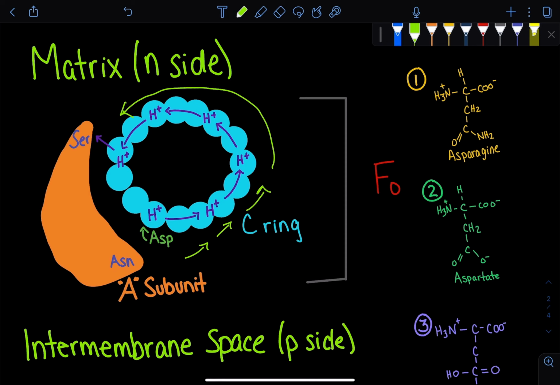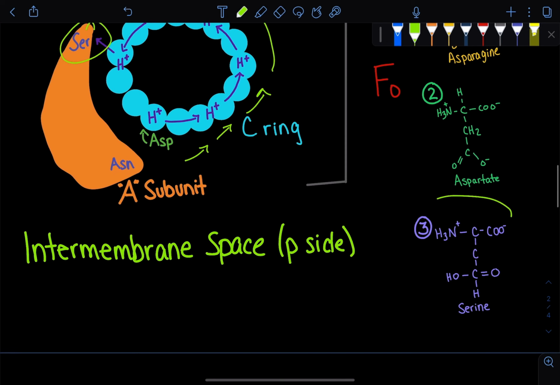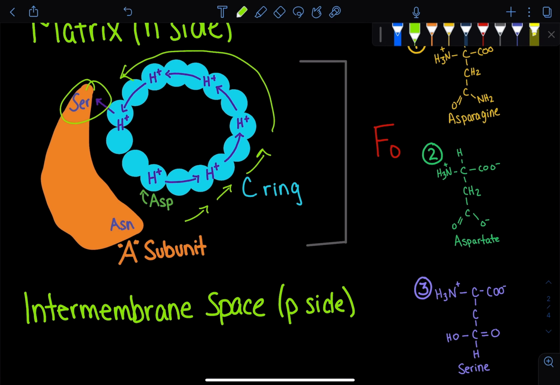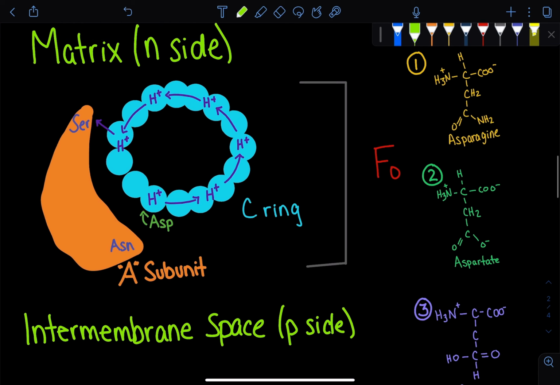And at the end, we see serine. And serine is going to deprotonate our aspartate. So essentially, we're moving in a circle, and at the end of the circle, the proton has been transported from the intermembrane space side to the matrix side.